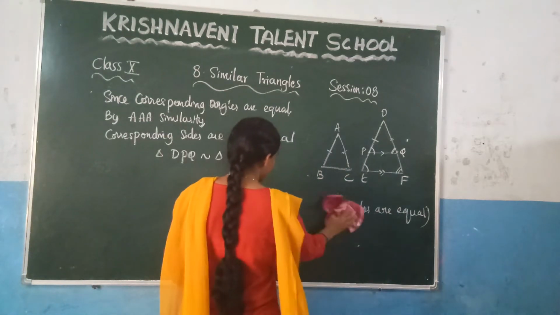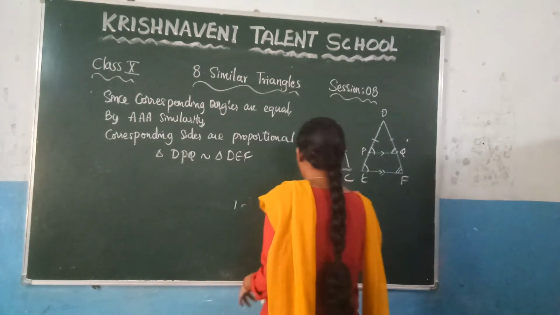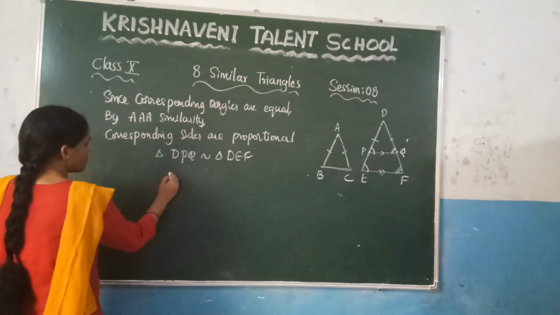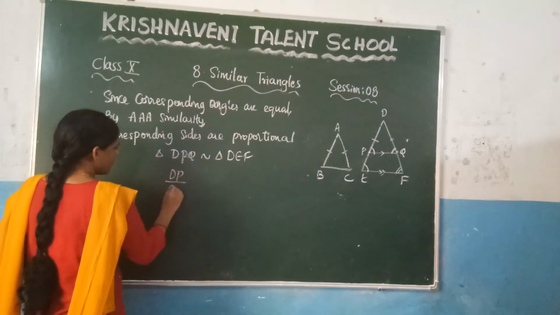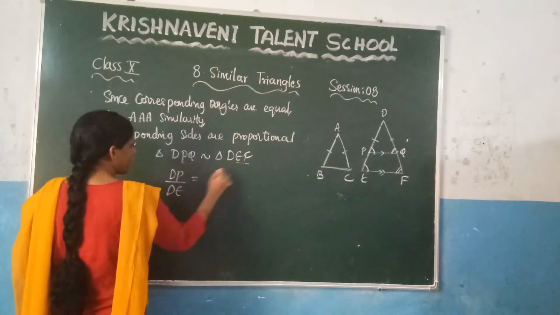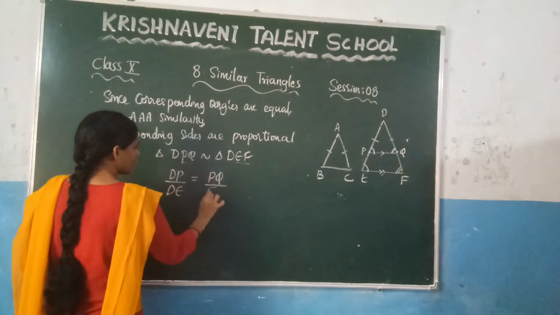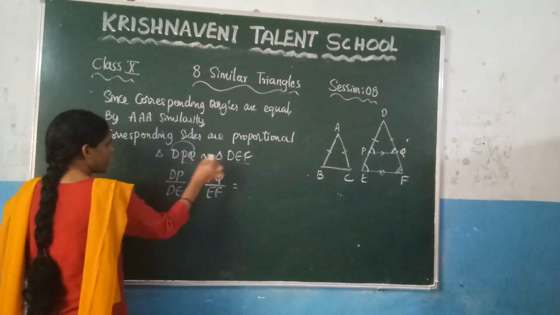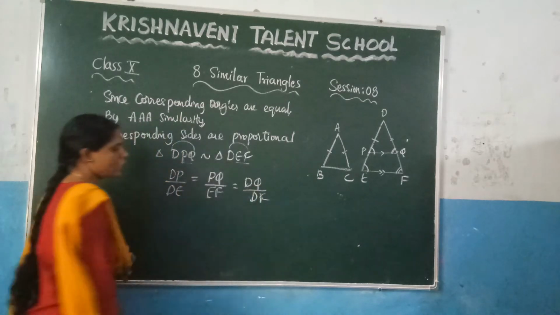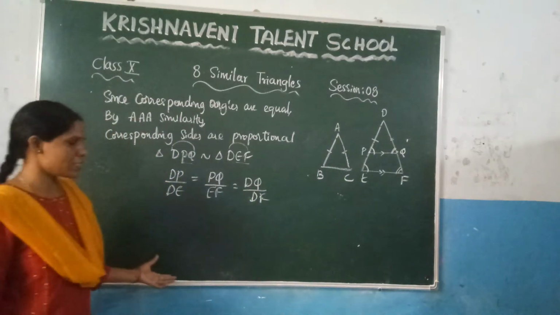Now, what are the corresponding sides? Just write it here, which is DP by DE, right? DP by DE is equal to PQ by EF is equal to DQ by DF, right? So we got this condition.